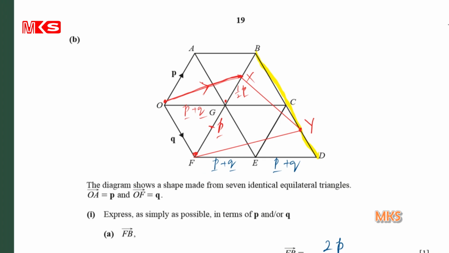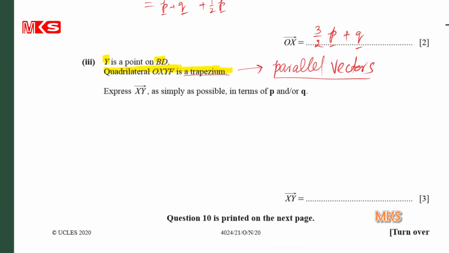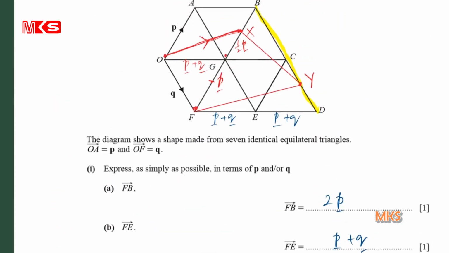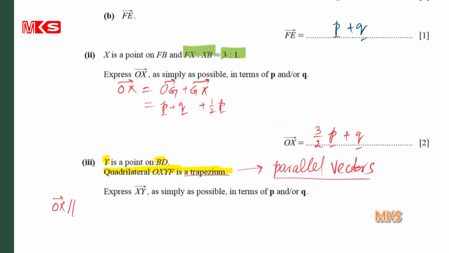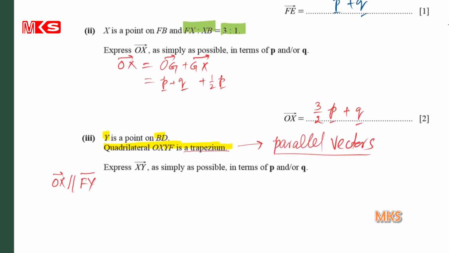We have to express XY in terms of P and or Q. So we need FY. OX we have already calculated. OX and FY are parallel. If they are parallel, then we can state that OX is parallel to FY. So in other words, we can say OX is k times FY.